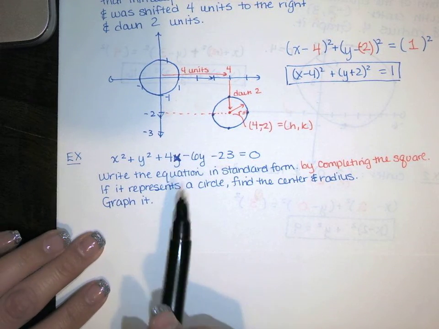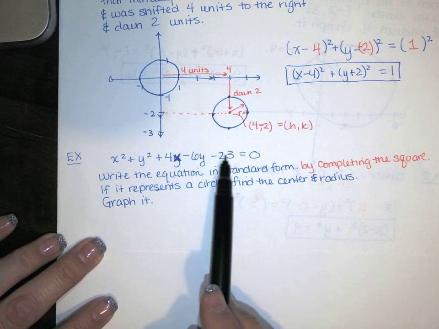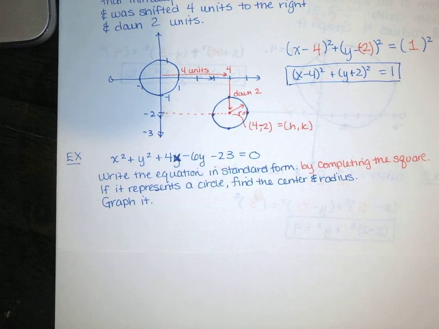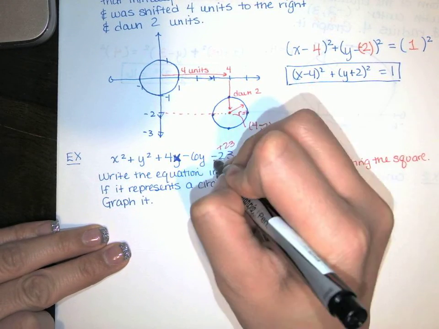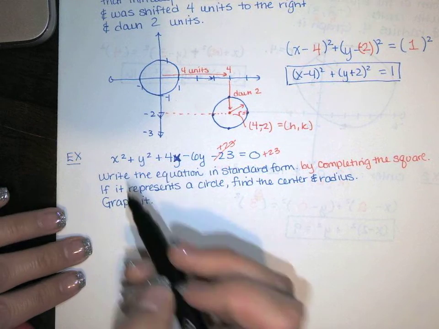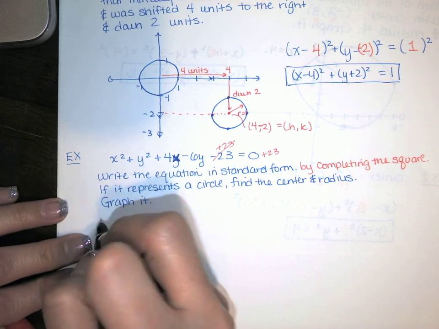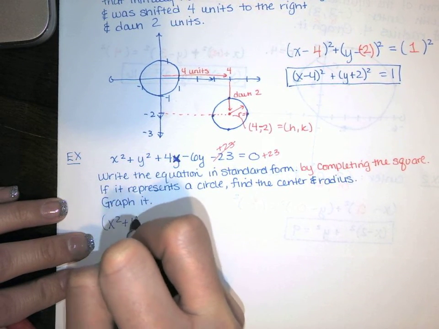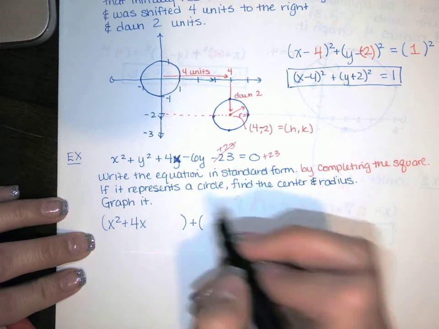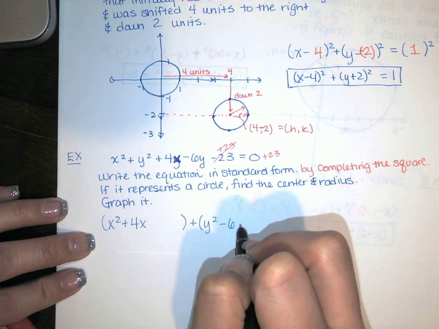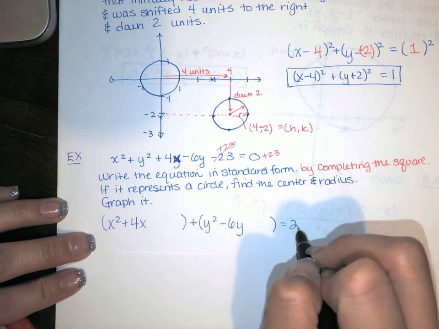Okay, in order to complete this square, we want to get the x terms together and the y terms together, and we want to add that constant to the other side. So let's add the 23 to both sides. So that's not there anymore. And on this side, you want to group the x's together. So you've got an x squared and a 4x. Leave a space, and then add the y squared and the minus 6y. And then on the other side, you still have a 23.